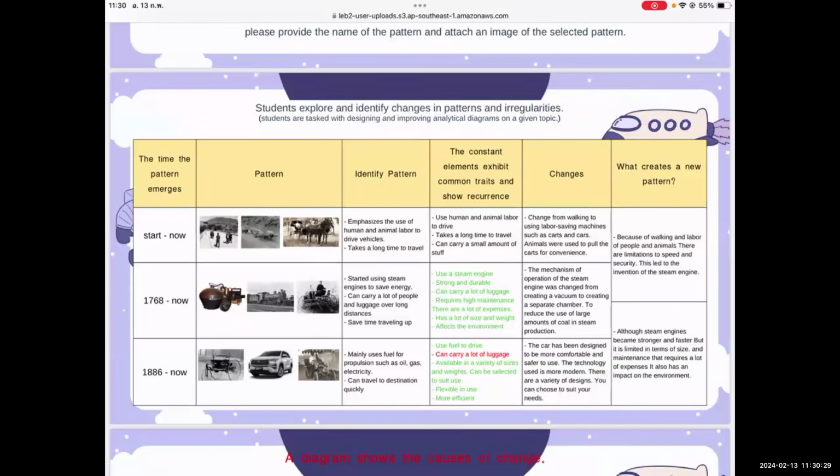And the second one starts from 1768 until now. It is still used on trains in some areas. This pattern starts using the steam engine to save energy, can carry a lot of people and luggage over long distances, and saves travel time. And the last one starts from 1886 until now. This pattern mainly uses fuel for propulsion such as oil, gas, and electricity, and can reach destinations quickly.